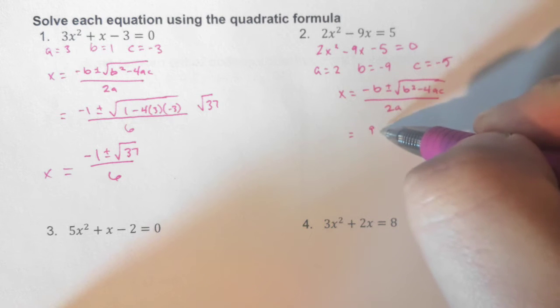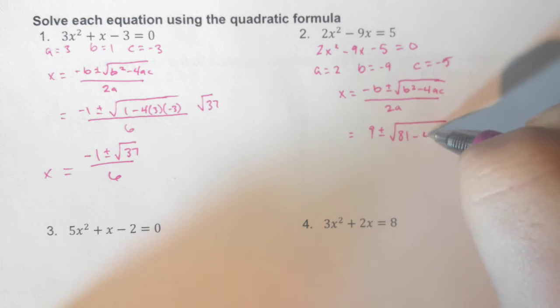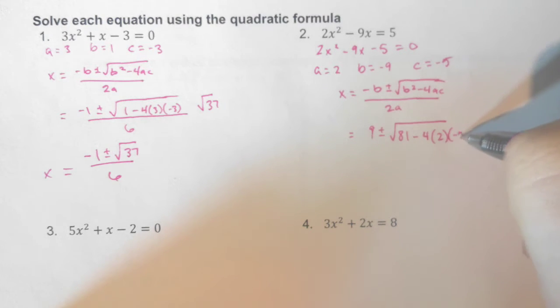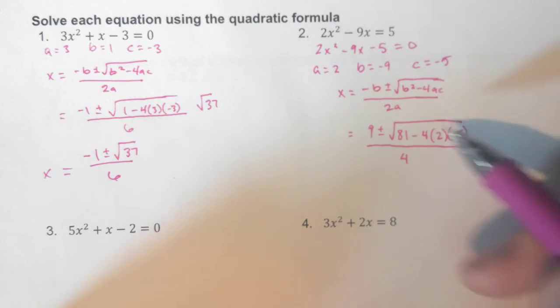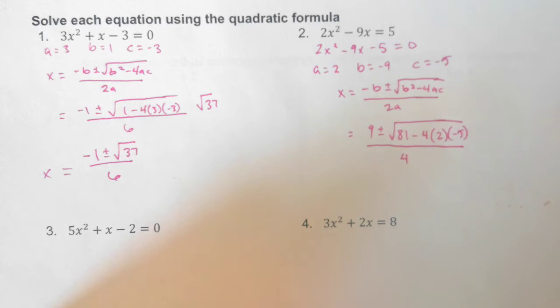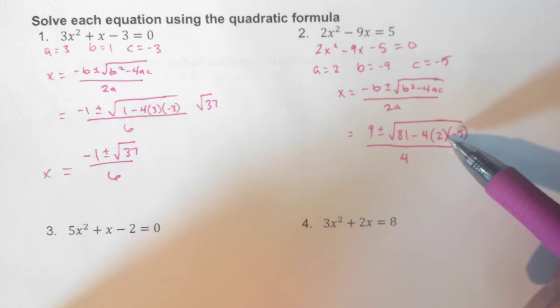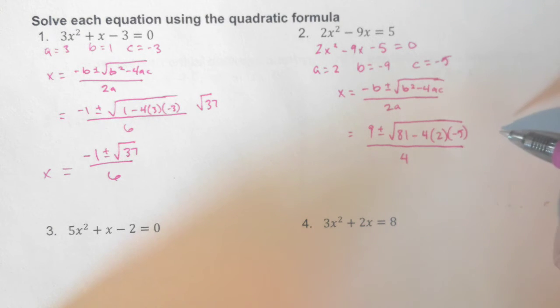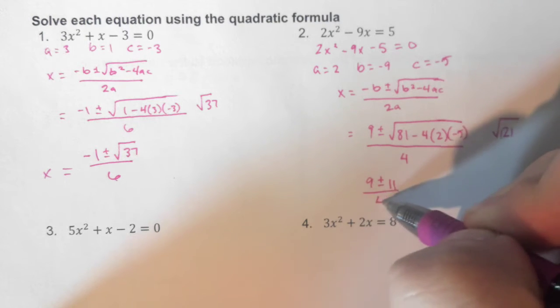So the opposite of b would be positive 9 plus or minus the square root of b squared, that would be 81, minus 4 times a times c all over 2a, 2 times 2 is 4. All right, so the most simplification again is just right in there. 4 times 2 is 8, 8 times 5 is 40, and I have 2 negatives, so that would be a positive 40. So 81 plus 40 is 121. And I look at that, and hey, that's a perfect square. What's the square root of 121? It is 11. So I have 9 plus or minus 11 over 4.